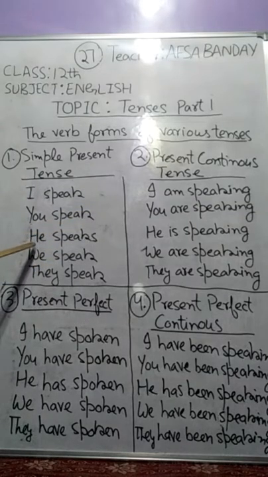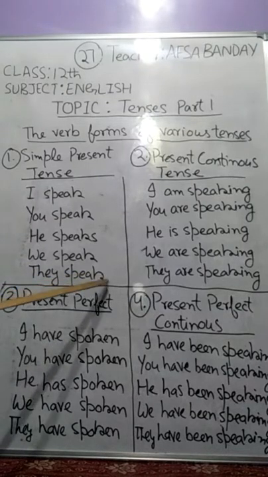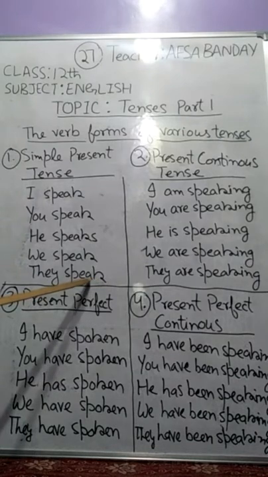The third person singular pronoun, that's he, she, or it, takes the present form of the verb with s or es. For example, we say he speaks or he goes. With the third person plural pronoun they, we use the present form of the verb without s or es.